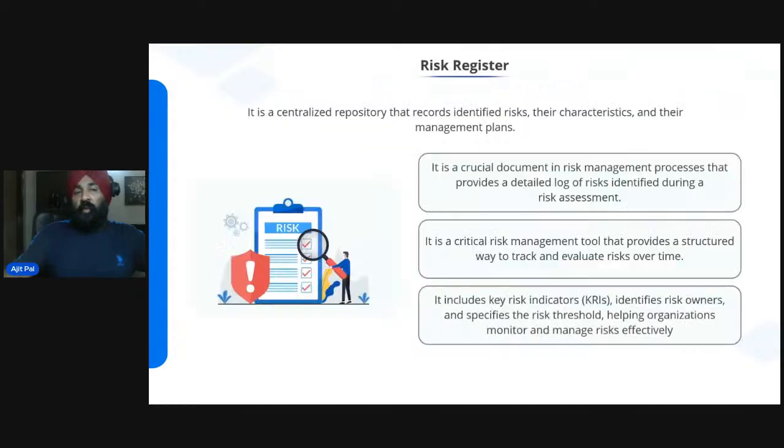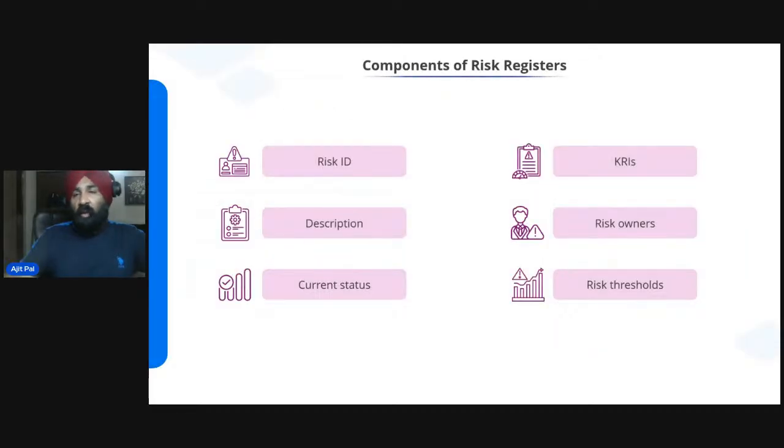So, the risk register. Once a risk assessment is complete, you will create a risk register, like the one I've showcased to you. A risk register is a tool used to document and track risk throughout the life of a project or within the organization. It typically includes information about the identified risk, potential impact, risk ratings, and mitigation strategies. These are the components of a risk register: risk ID, that is an alphanumeric ID, the description of a risk, current status of a risk, that is, whether it is under threshold or above threshold, the KRIs, the risk owners, and risk thresholds.